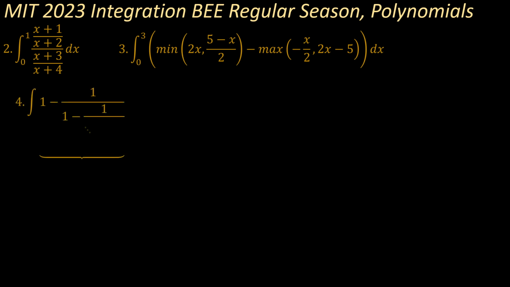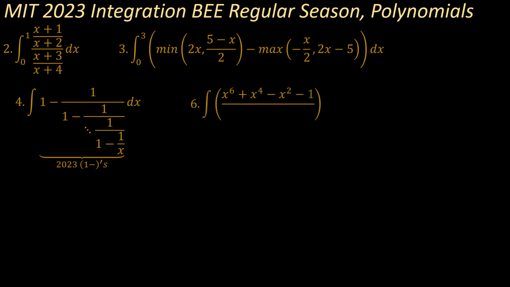The next question was question number 4, which was 1 minus 1 over 1 minus 1 over 1 minus 1 over, until 2023 1 minuses, but the last component there was 1 minus 1 over x. Question number 6 was next, which was x to the power 6 plus x to the power 4 minus x squared minus 1 over x to the power 4 times e to the power x plus 1 over x. Question number 7 was next, which was the integral of 1 over the square root of the product of x plus 1 cubed and x minus 1.